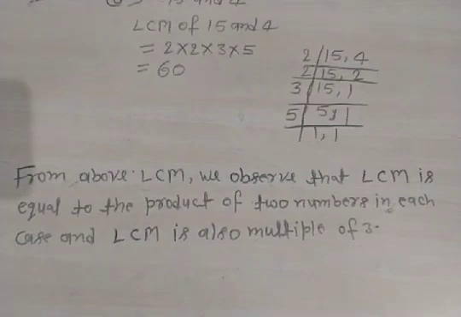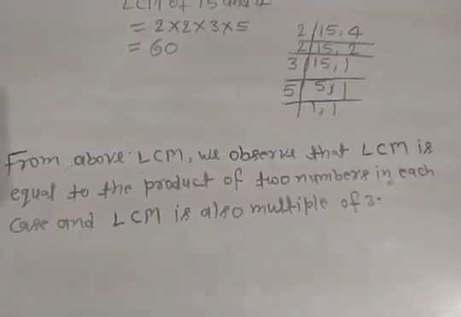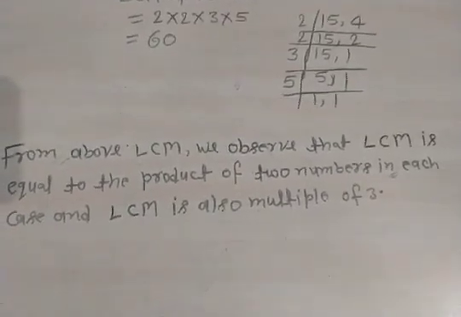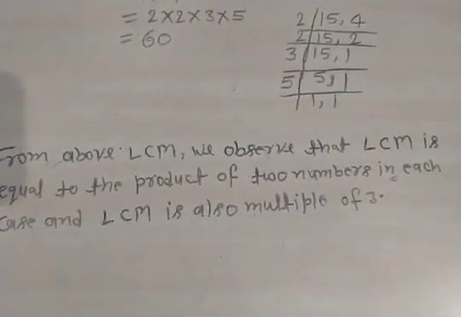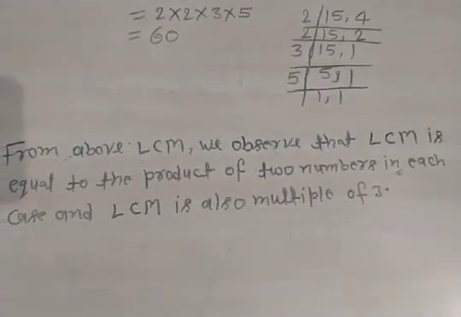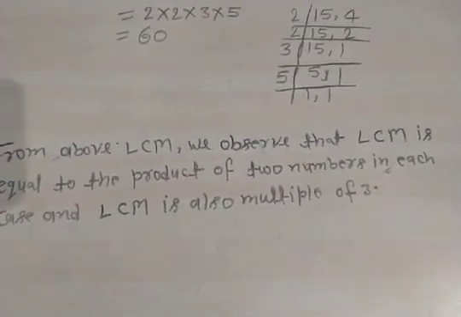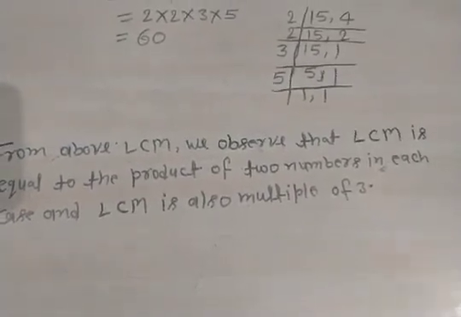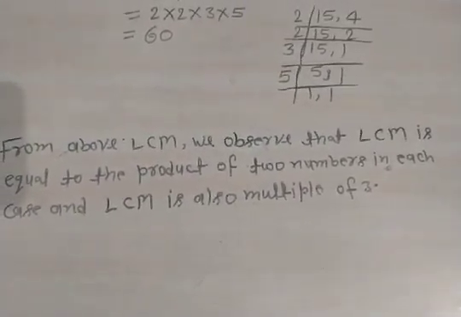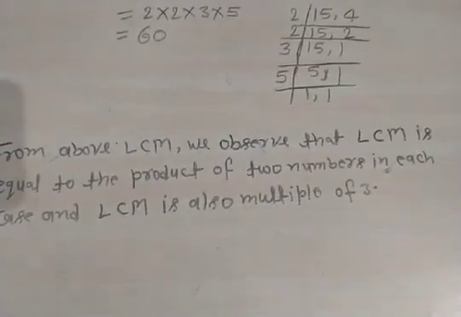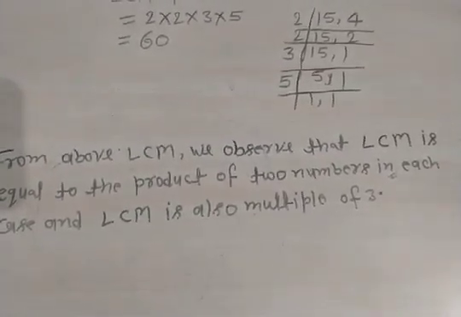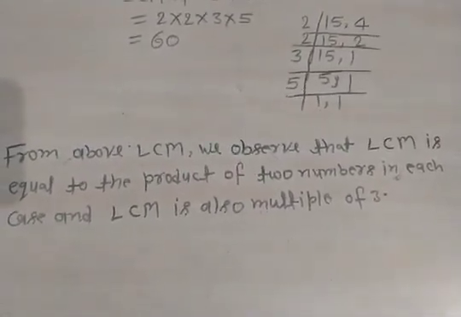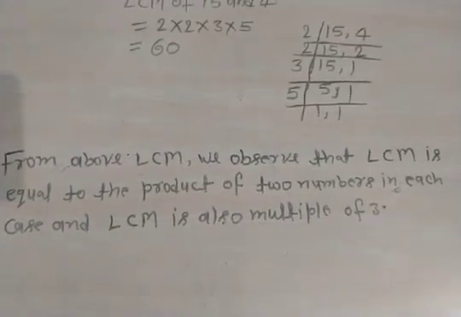So at last we want to say from the above LCMs we observe that LCM is equal to the product of 2 numbers in each case, and LCM is also a multiple of 3. In this case we can see the LCM is the product of 2 given numbers and it is also a multiple of 3. Now we are going to discuss question number 11 of exercise 3.7.